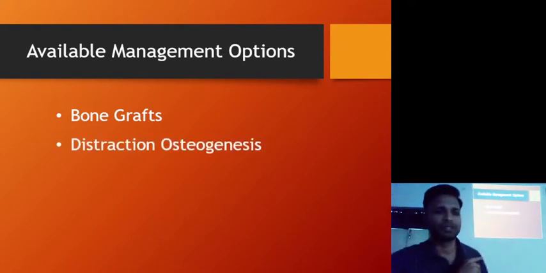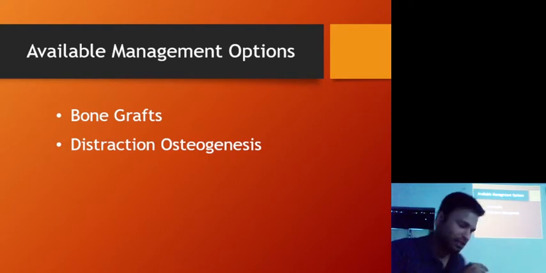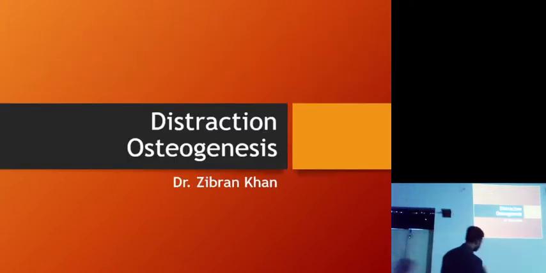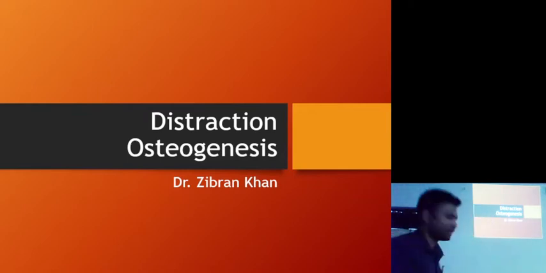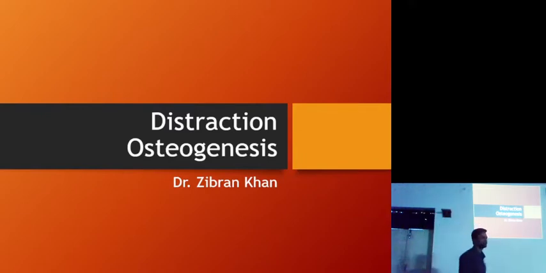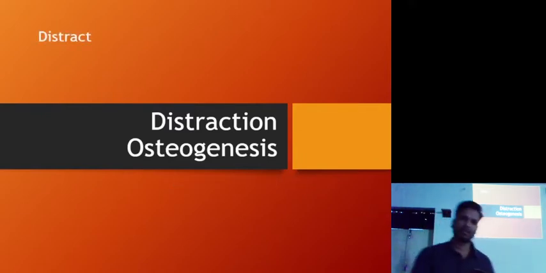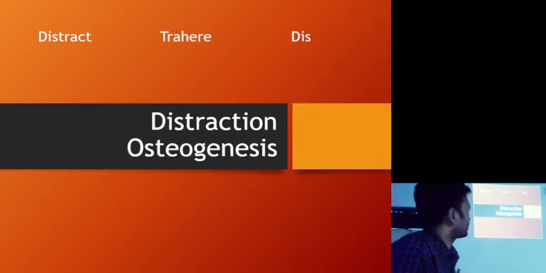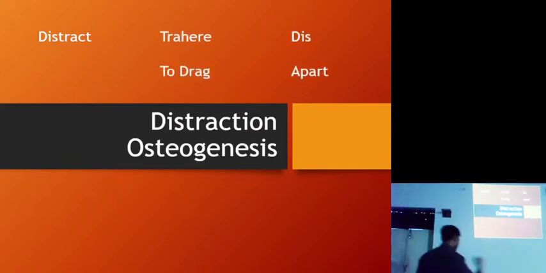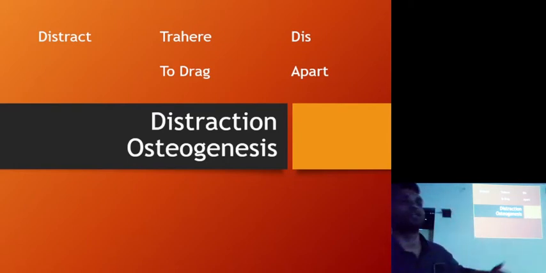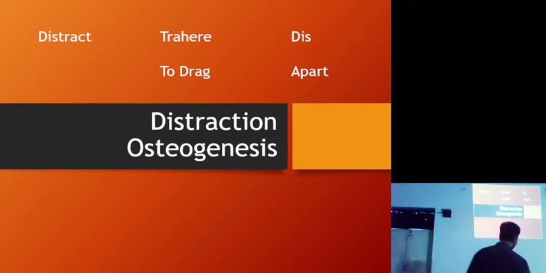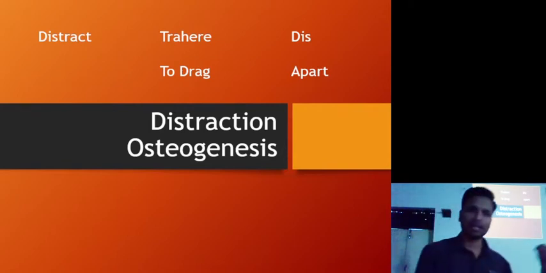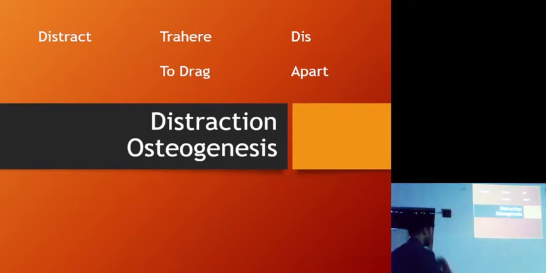So we have another option called distraction osteogenesis, and that's what we are going to talk about today, okay. Any idea what distraction osteogenesis is? No? Chalo, main batata. So basically the word distraction comes from the word distract, and that comes from the words dis and trahere. These are Latin words. Dis is apart and trahere is to drag. So distraction means to drag apart, and osteogenesis, formation of new bone. So distraction osteogenesis means formation of new bone by dragging apart bone segments, okay. I'll show you how new bone formation occurs.